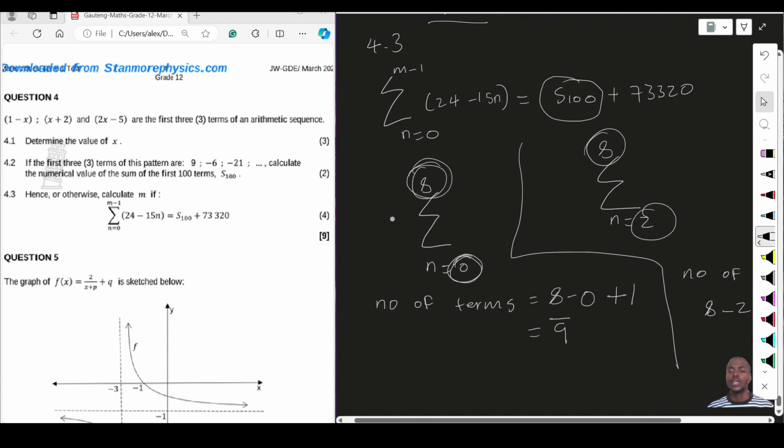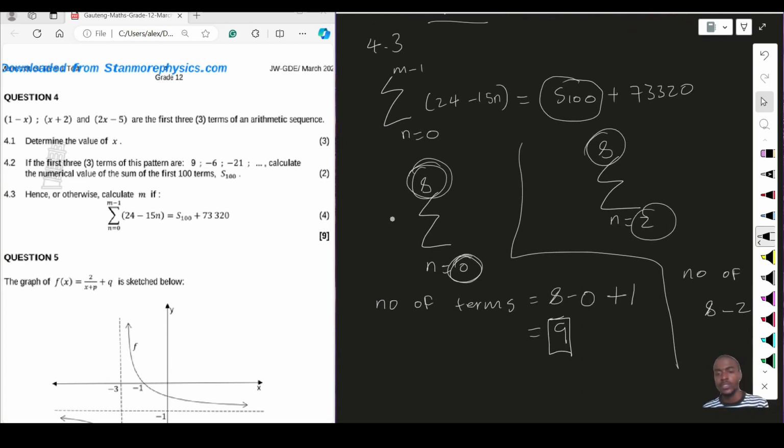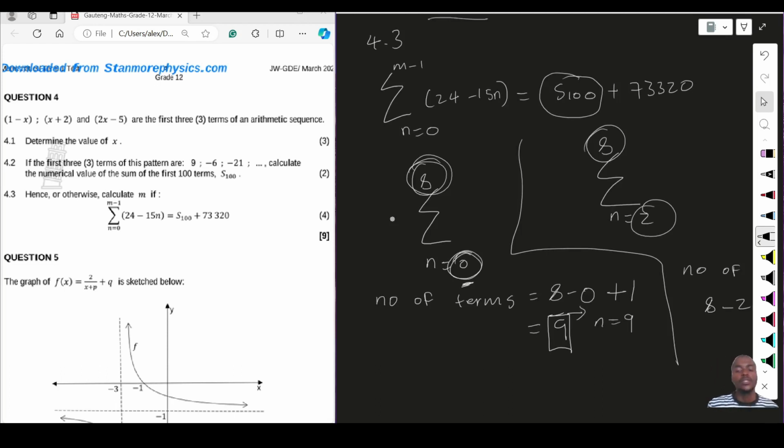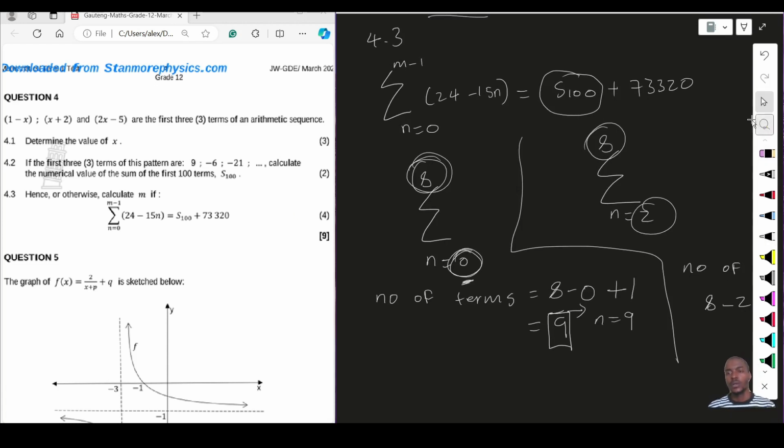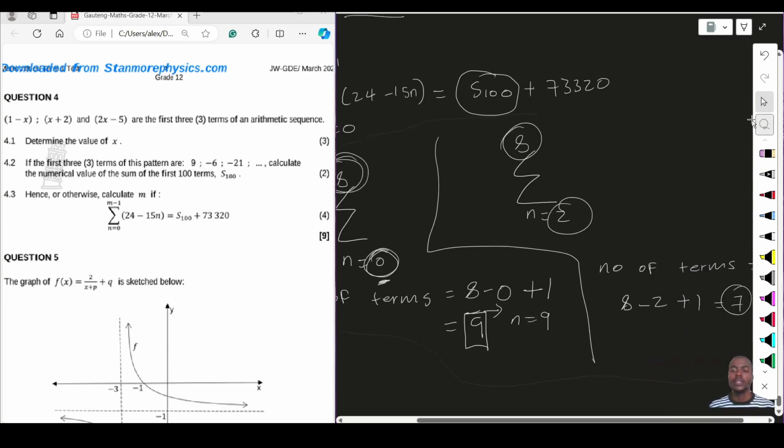So what am I trying to achieve here? When you say there are 9 terms, when it starts from 0, we know that the last number is at n equals 9. That's what I'm trying to achieve here. So let's try to answer this question without me going deep into this theory, but it's just a revision.